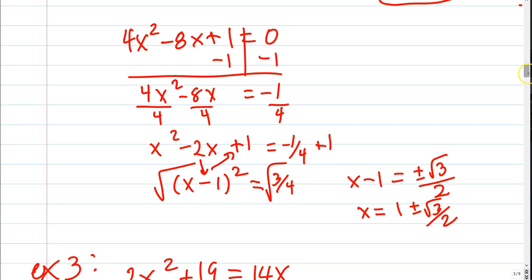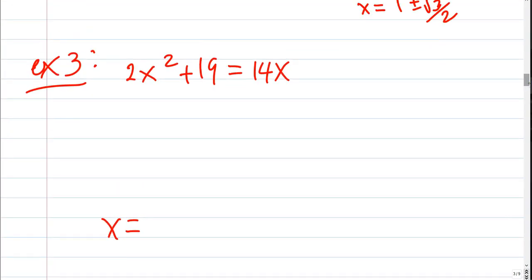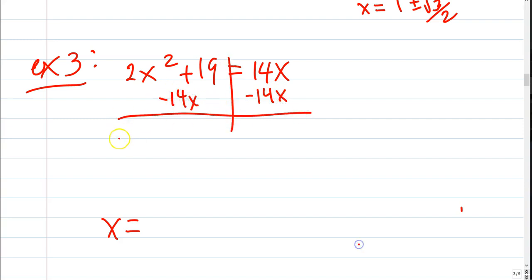Here's our next one, though. This last one I think is going to prove a good point here, because this one looks complicated. I could definitely move the 14x over, get it in standard form, so that 2x squared minus 14x plus 19 equals 0.